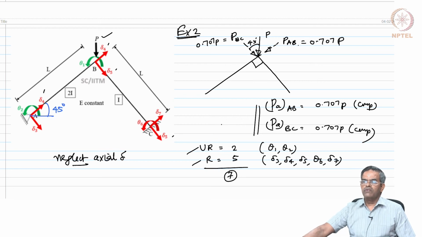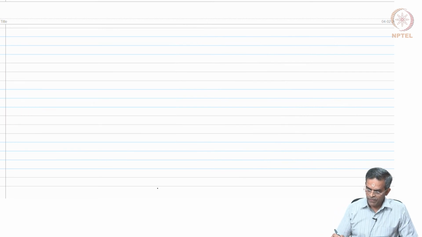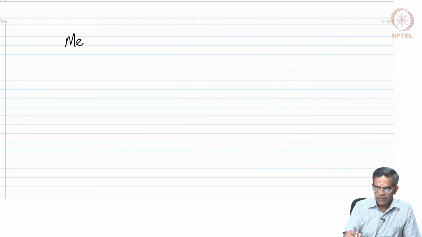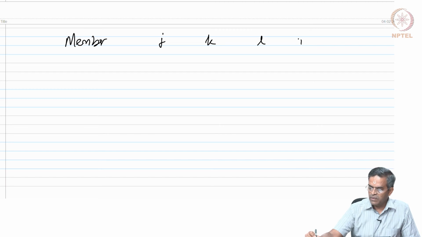As usual, I have to now derive the stiffness matrix using rotational stability functions for the member AB and for the member BC. So, for the member AB, I will make a table with J and K and N, L, I and labels.